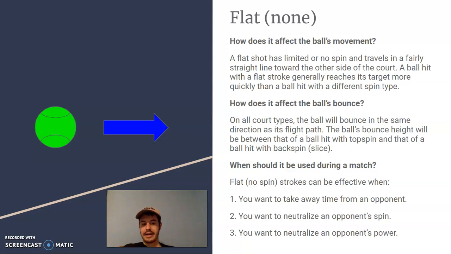The last one is neutralizing an opponent's power, and this is something that's used off the return of serve quite often. So an opponent's hitting really hard. If you try to spin the ball either way, you might run into some trouble, hit the frame of your racket, because hitting that spin requires a little bit of wrist movement. If you hit that flat stroke, again, you get a lot more control and you can hit a bigger part of your racket. So overall, flat shots are really great at neutralizing opponent's spin and power, and can also be used to take away time from an opponent.